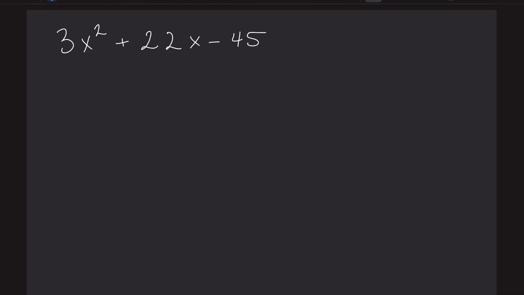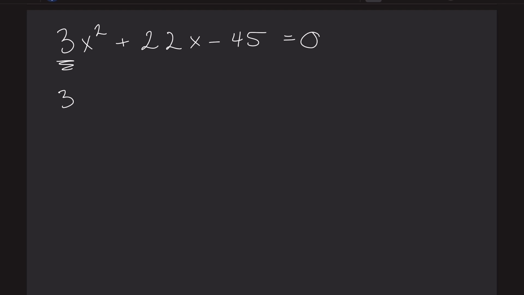Let's take a look at this next trinomial we have. We have 3x squared plus 22x minus 45, and we can say that this equals 0 if we're trying to solve. So here we see that we have an a value that is greater than 1. Now, one technique you can do is see if we can factor out this a value as a GCF.